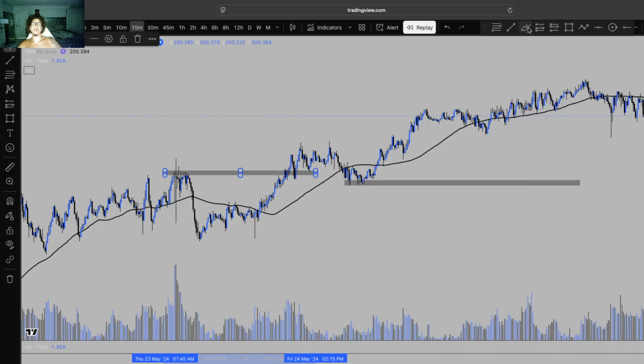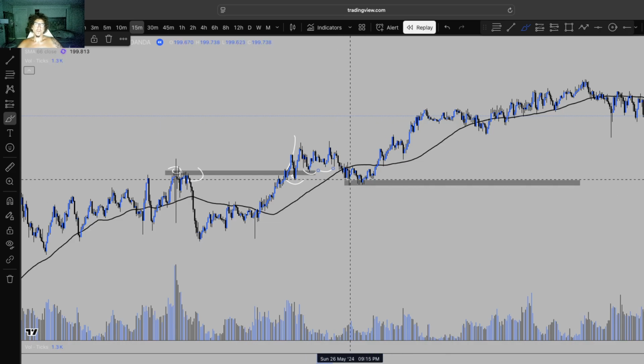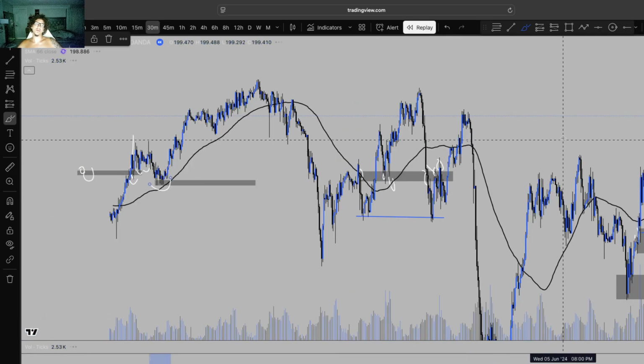If you see, okay, this was heavy resistance. It broke. Support here. Boom, boom, boom. All right. This was a higher low too. On a bigger time frame, you would have seen that it was a higher low too. All right.